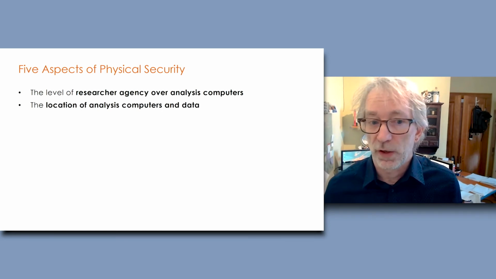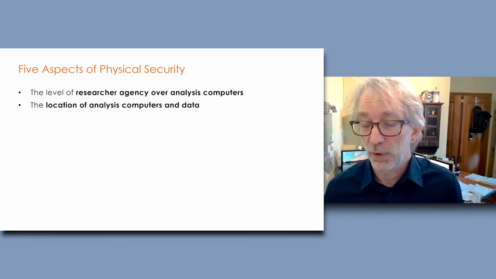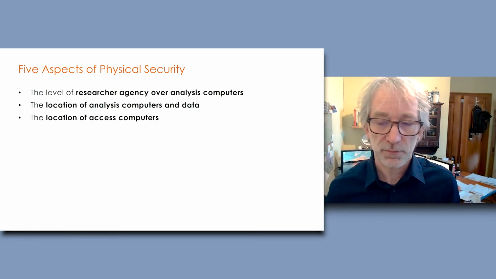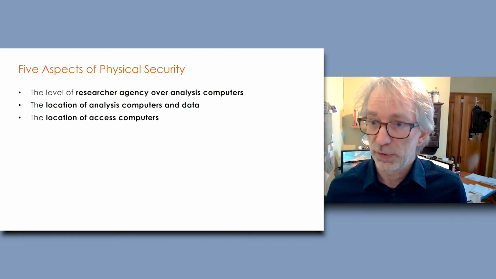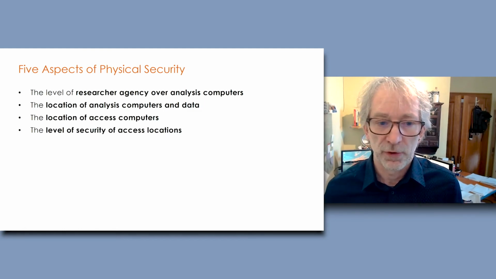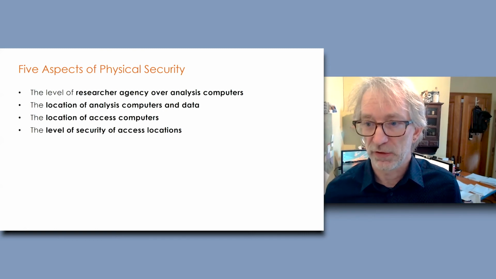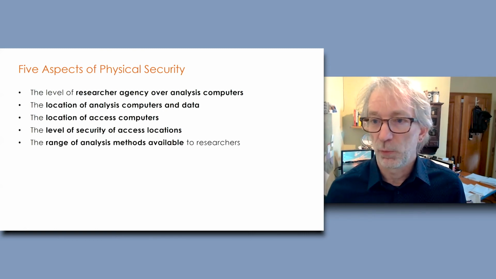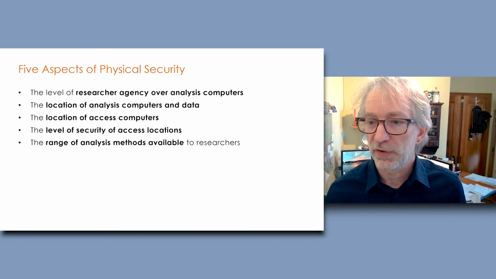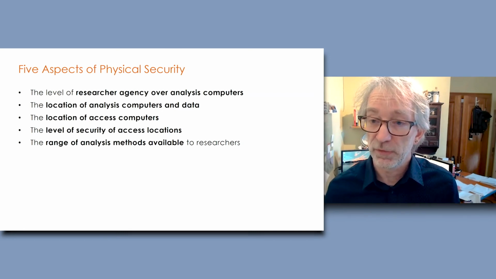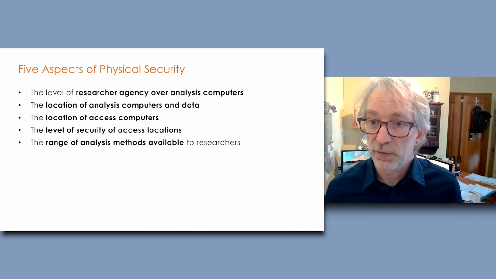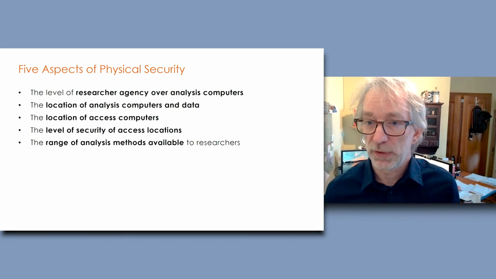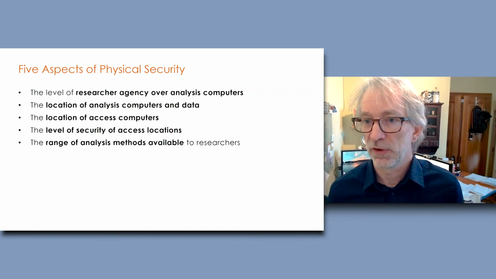The second one then is, where are those analysis computers? And typically that also means, where is the data at the same time? When they are separated, where are the access computers located? And what kind of security do such access locations have? Finally, we wanted to have a look at the range of analysis methods that are available to researchers on these systems. And that, again, relates a lot to how satisfied researchers might be, and what kind of collaboration between administrators and researchers can be envisioned to do this.